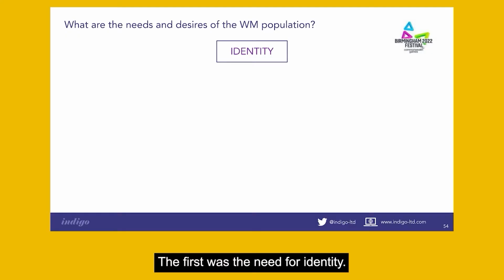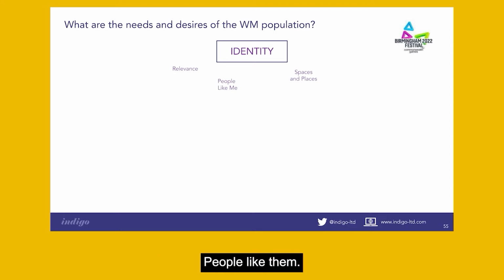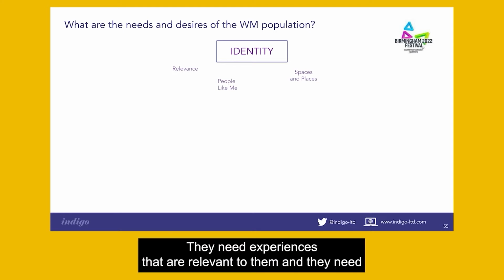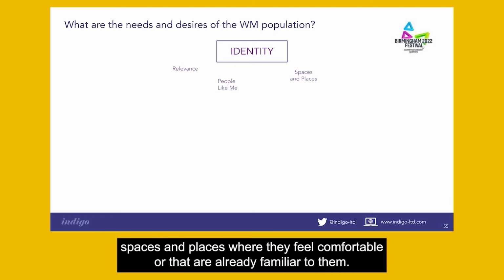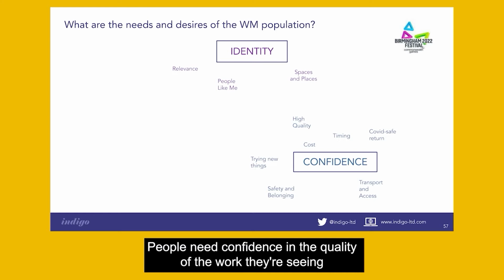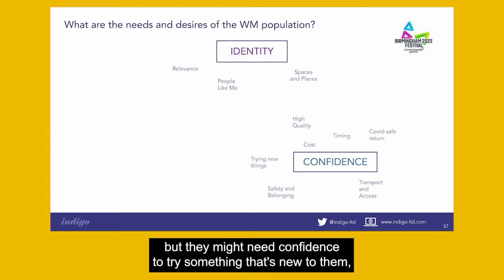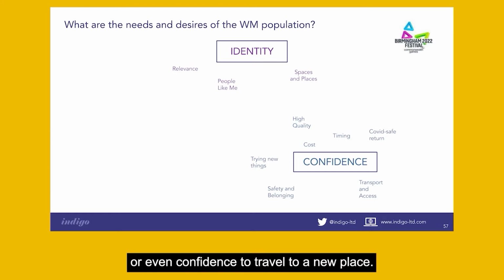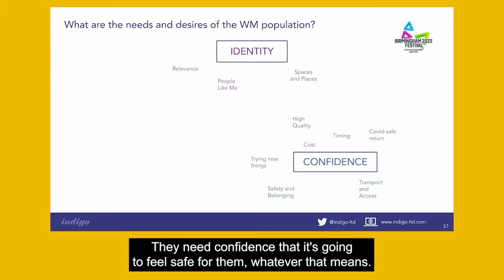The first was the need for identity. People need to see themselves, people like them. They need experiences that are relevant to them. And they need spaces and places where they feel comfortable or that are already familiar to them. Then there's confidence. People need confidence in the quality of the work they're seeing, but they might need confidence to try something that's new to them, or even confidence to travel to a new place. They need confidence that it's going to feel safe for them, whatever that means.